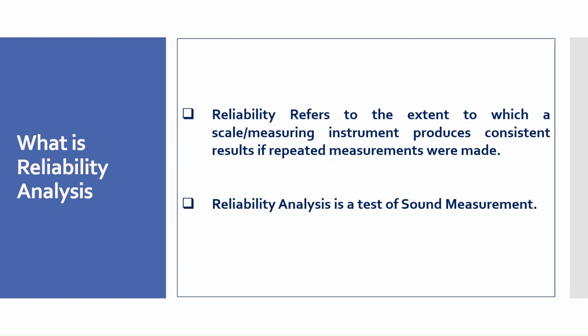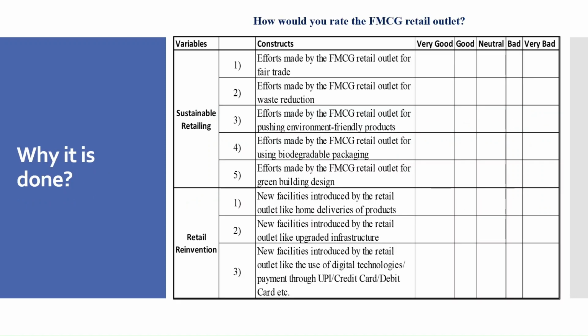Reliability analysis, which is sometimes known as an internal consistency analysis or Cronbach alpha analysis, is a test of sound measurement. Reliability refers to the extent to which a scale, questionnaire or a measuring instrument produces consistent results if repeated measurements were made. So why is this analysis done? Let's see it through an example.